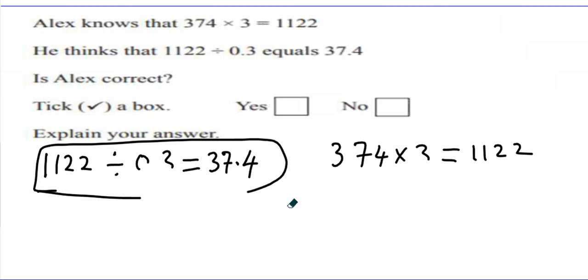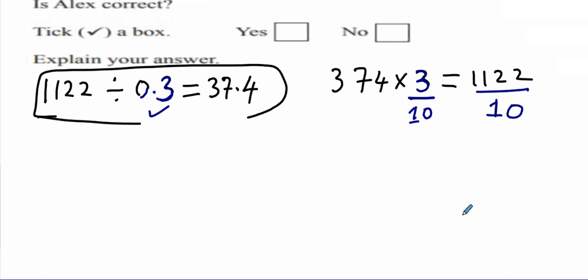Okay, so what we are going to do is, here we have 0.3, and here we have 3. So what you are going to do is divide by 10 over here, because 3 divided by 10 is 0.3. Now when you divide by 10 on this side, you should also divide by 10 on the other side. Okay? Now this will be 374 multiplied by 3 divided by 10, which is 0.3, equals to.